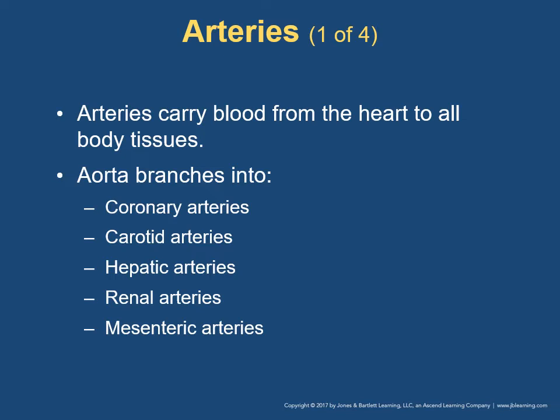Hepatic arteries supply the liver. Renal arteries supply the kidneys. And the mesenteric arteries supply the digestive system. These divide at the level of the umbilicus, which is your belly button, to split into two iliac arteries.